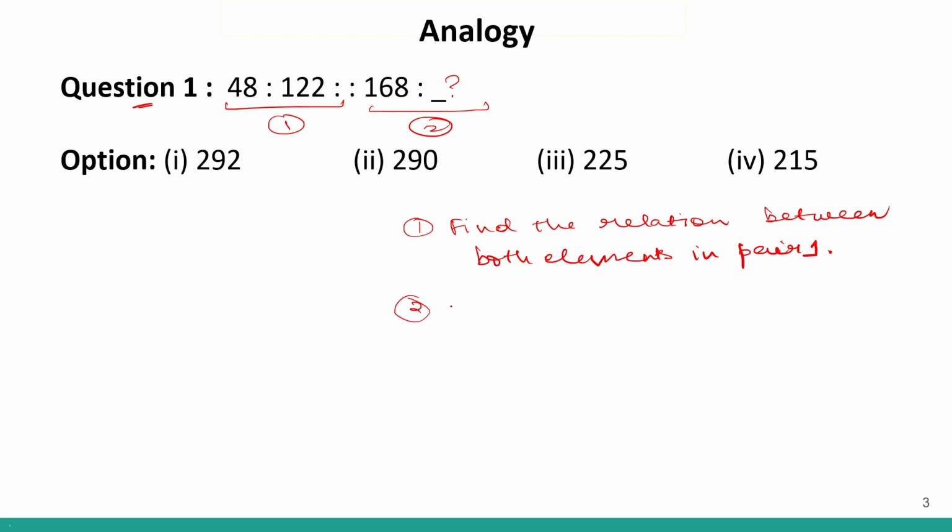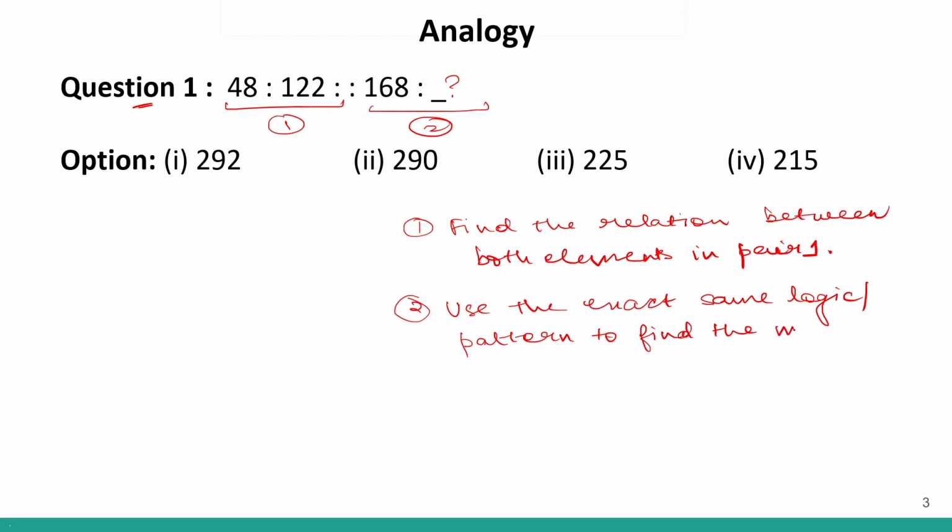The second step is to use the exact same logic or same pattern to find the missing element in pair 2. So basically, find the relation between both elements in pair 1 and then use the same logic to find the missing element in pair 2. Using these two steps, we can solve any question on analogy. So let us look at this question.